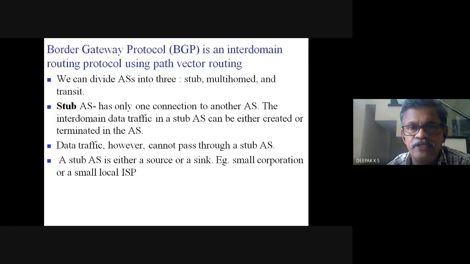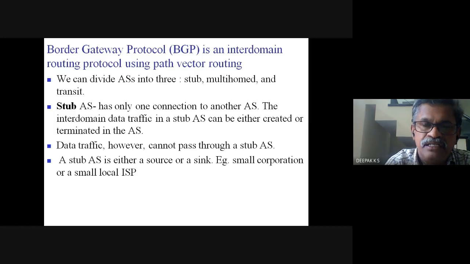The Border Gateway Protocol is an inter-domain routing protocol using path vector routing. We divide autonomous systems into three types: stub, multi-homed, and transit, as in the case of links. A stub autonomous system has only one connection to another autonomous system. The inter-domain data traffic in a stub autonomous system can either be created or terminated in the autonomous system. Stub means only one connection, so data traffic cannot pass through the stub. It is either a source or a sink.